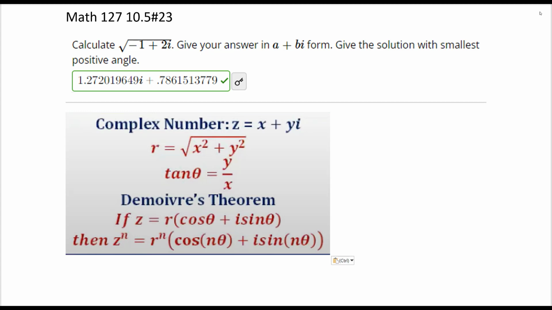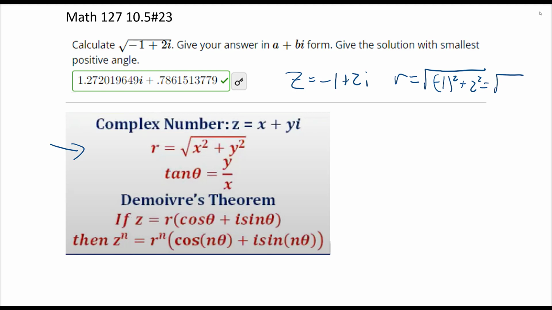So we will start off by saying our z equals -1 plus 2i. So if we want to find our r, I did a screen capture, a snippet of what the pertinent formula is here. So that's going to be the square root of -1 squared plus 2 squared. And so we're going to have that equal to the square root of 1 plus 4, which is the square root of 5.